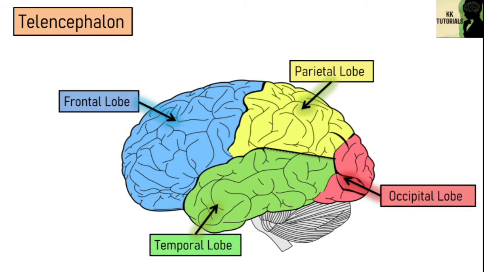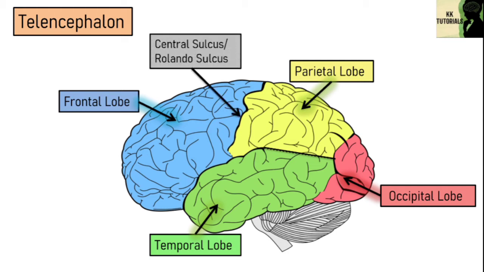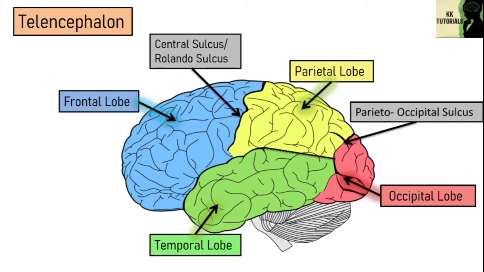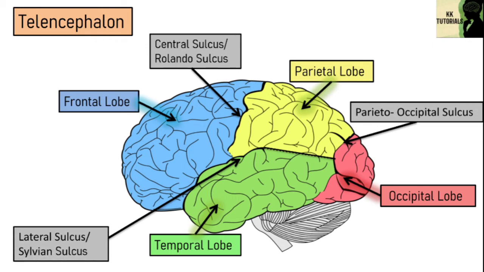Each lobe is further separated from each other by three deep sulci called fissures. Frontal lobe is separated from parietal lobe by central sulcus or central fissure, also known as Rolando sulcus. Parieto-occipital sulcus separates occipital lobe from parietal lobe, and the temporal lobe is separated from frontal and parietal lobe by lateral sulcus, also called Sylvian sulcus.